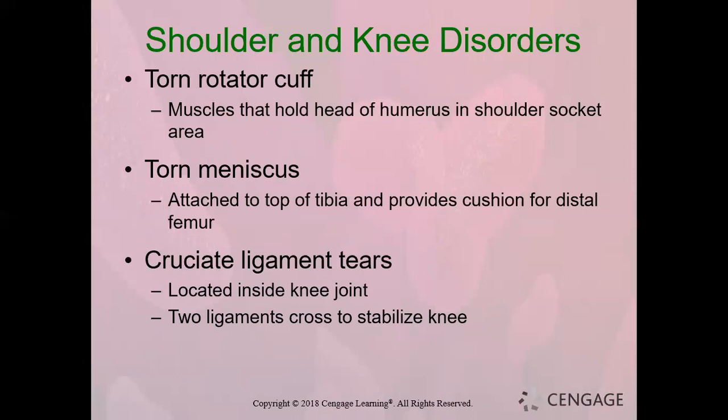Shoulder and knee disorders. You can have a torn rotator cuff, torn meniscus, and ligament tears. All of these things that are on this slide can happen to anyone. Usually these happen to people who are really active, or to people who are not active and become active. And especially when you see things like a torn ligament, those are usually going to require surgery to repair.